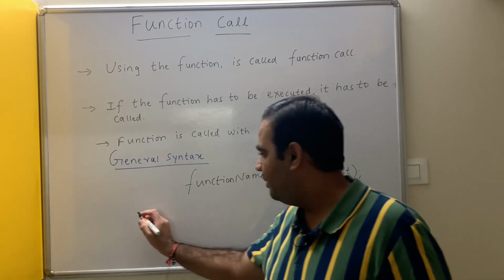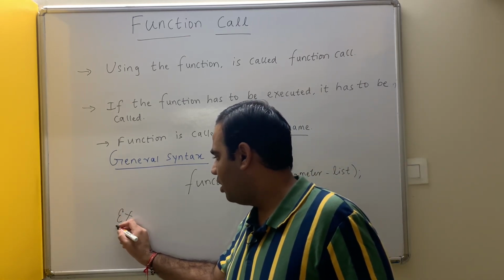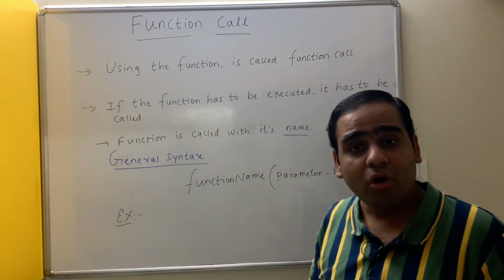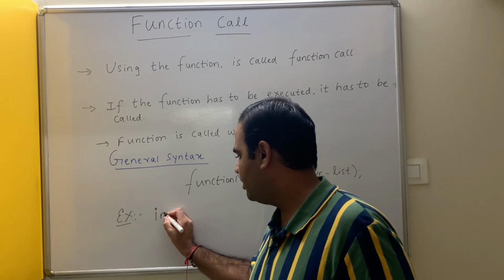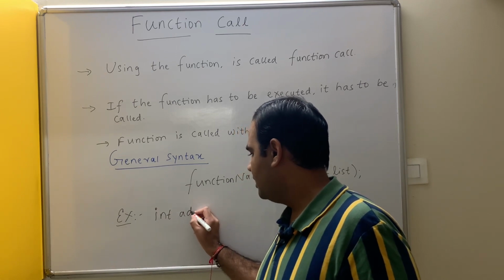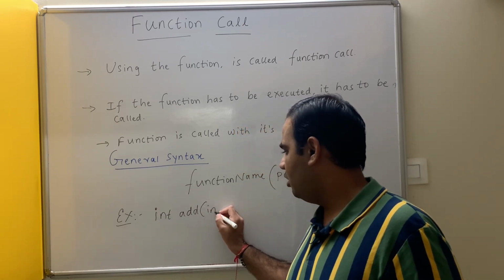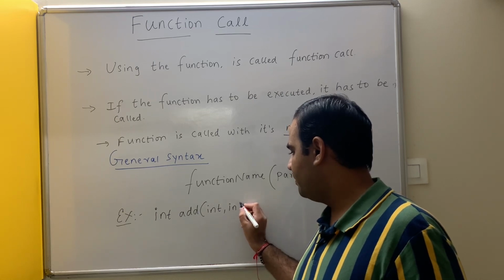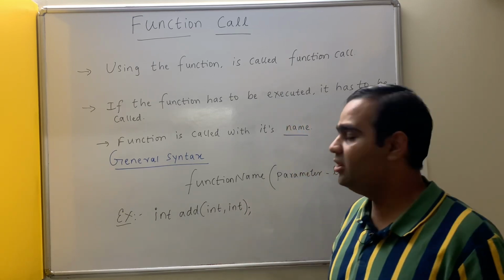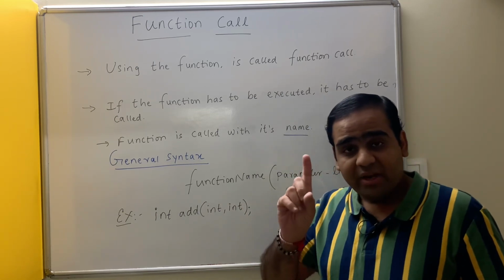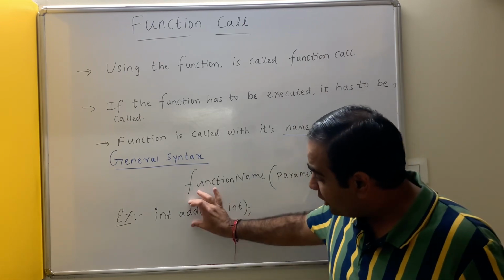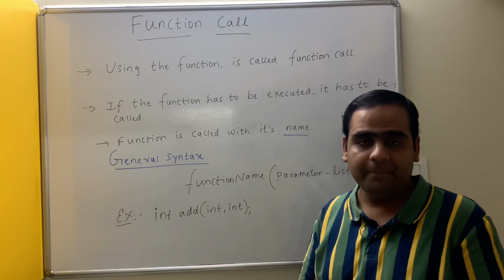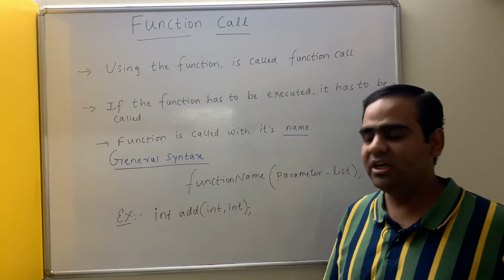Let's take an example of calling a function for which we have already written the prototype. How did we write the prototype to add two numbers? We said int add int comma int. This was the prototype, and the semicolon is mandatory for a prototype. Whenever there is no body, the semicolon is mandatory. Now this prototype has to be implemented. That we call the function definition.